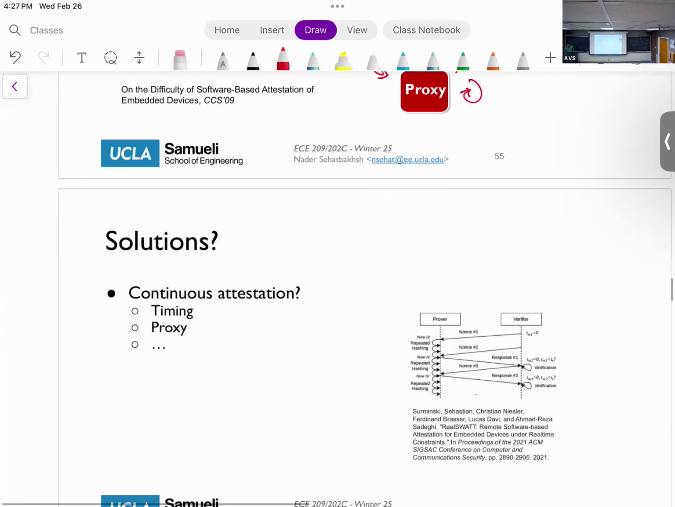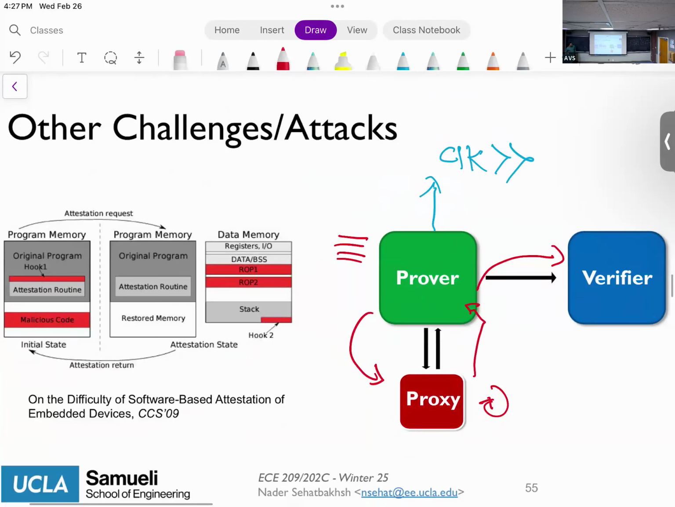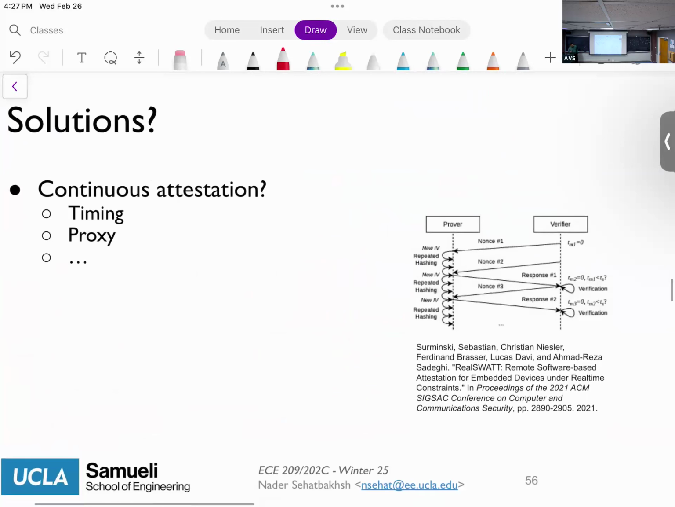So what are the solutions for these kinds of attacks? For software attestation, as I said, one solution is using low-jitter networks and ensuring that proxy attacks are not possible. You essentially do the attestation for all the devices. A more common solution is doing what we call continuous attestation. Essentially, you keep the device busy all the time so that they cannot use any time or slack to send the request to another device.